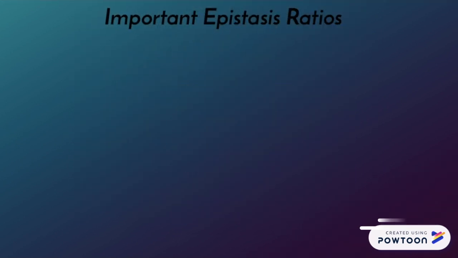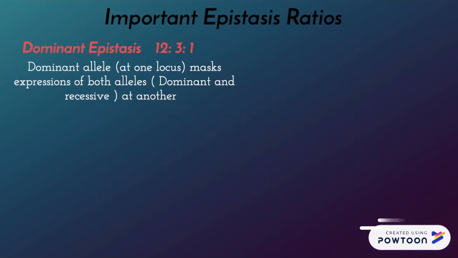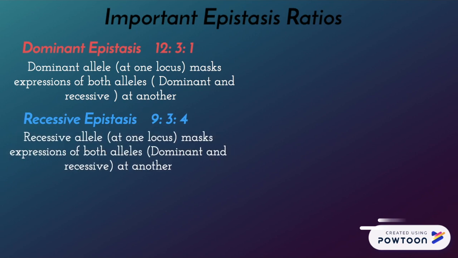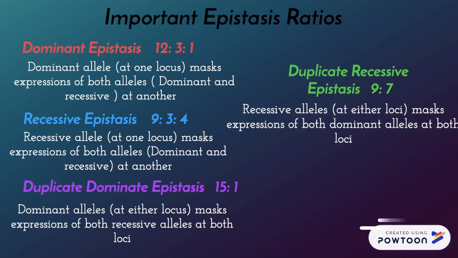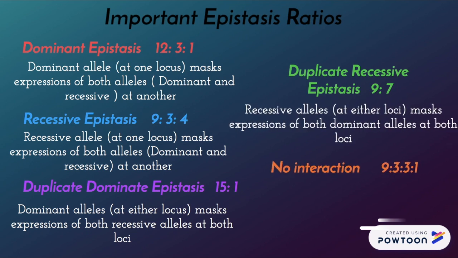Important epistasis ratios. Dominant epistasis has a ratio of 12:3:1. Recessive epistasis has a ratio of 9:3:4. A recessive allele at one locus masks the expression of both alleles, dominant and recessive, at another.